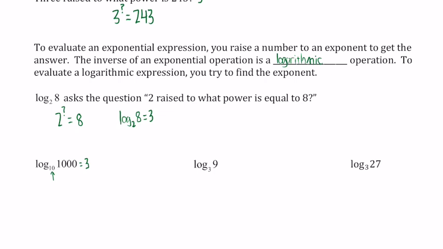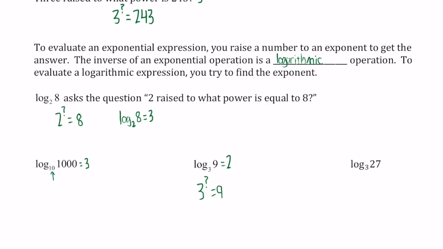Thinking of logarithm base 3 of 9, the question that we're asking ourselves is 3 raised to what power equals 9. A lot of students make the mistake of thinking logarithms are division. They're not. They're the inverse of exponentiation. So here, 3 times 3 is 9. So 3 squared is 9, which means the logarithm base 3 of 9 would be equal to 2.